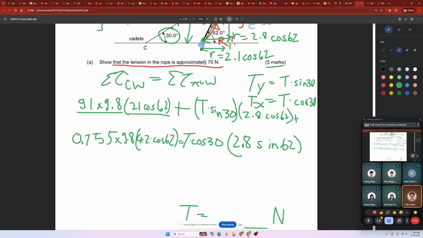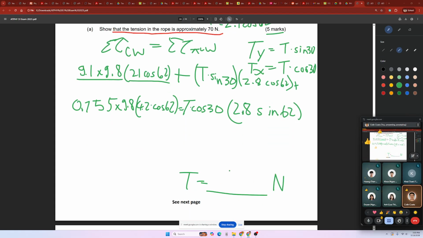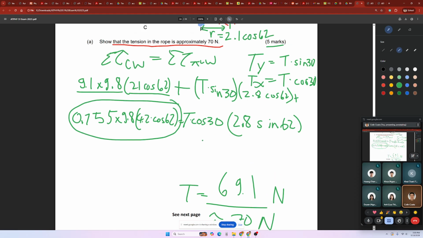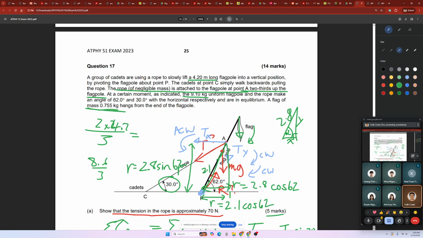And your answer should come out to approximately 70. Did anybody get that? Great. I think my calculator came out to about 69.1, which is approximately 70 newtons. Now I tried it the first time. It gave me like 59 because I forgot the flag. I didn't read the whole question. Easy to miss these things.